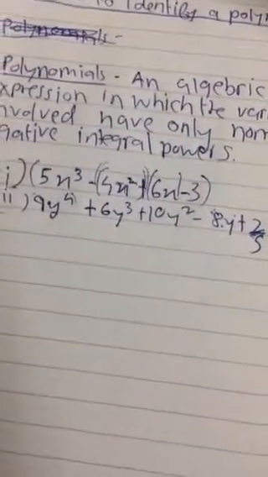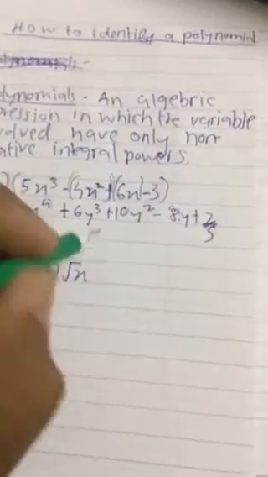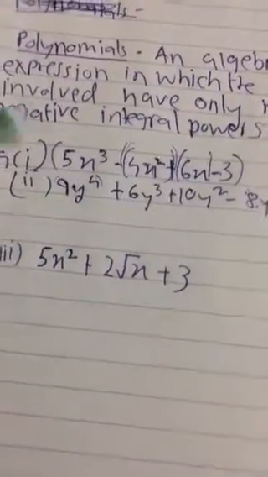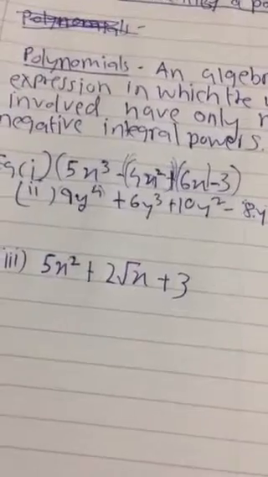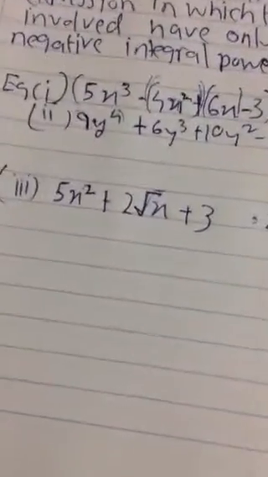Now let us consider another example. For example, let us take 5x squared plus 2 root x plus 3. Here I can easily say that the variables are having non-negative integral power, so this is a polynomial. But wrong, this is not a polynomial. It is because x is in the form of a root. 2 root x can also be written as 2x to the power 1 by 2. So the variables whose powers are in fractional form cannot be classified as a polynomial. So the given expression, 5x squared plus 2 root x plus 3, is not a polynomial.